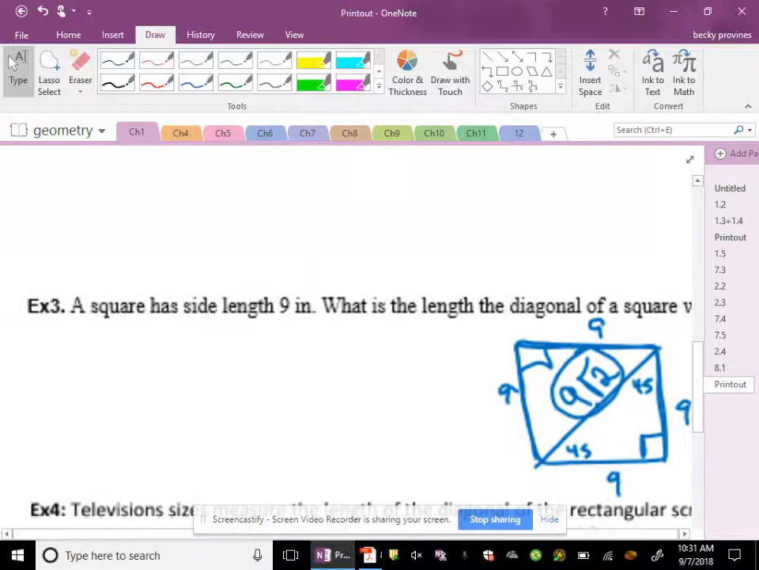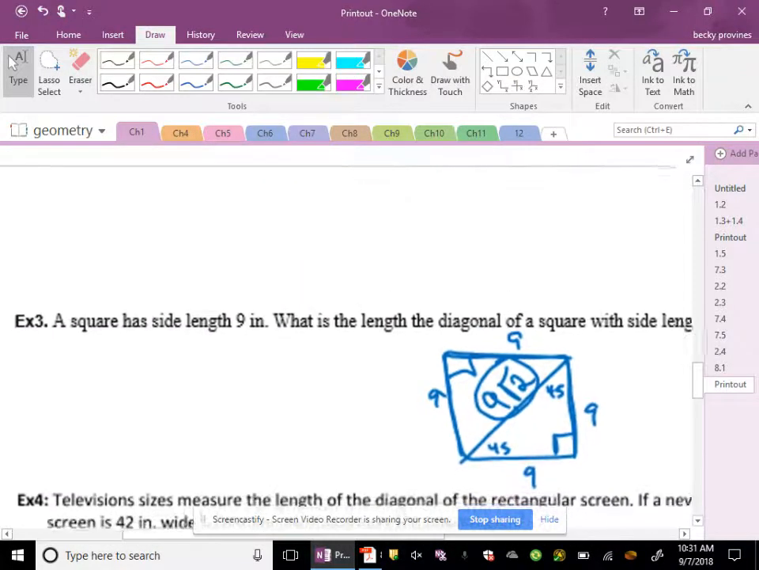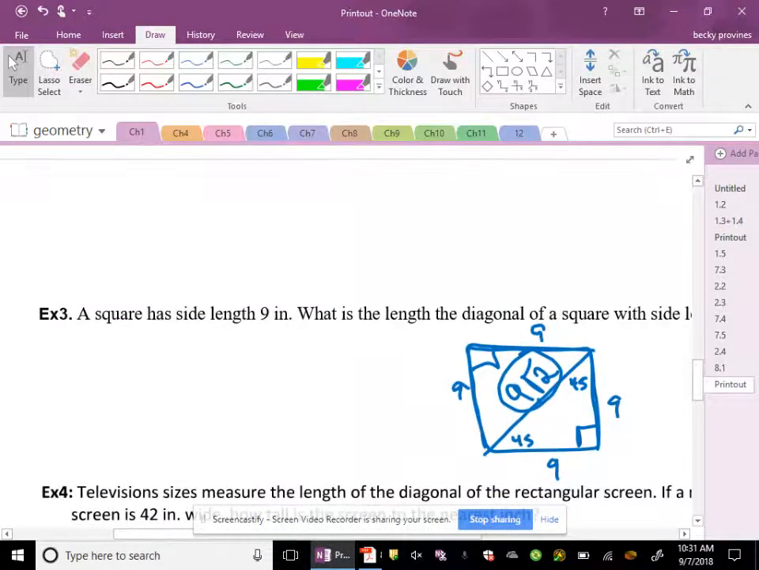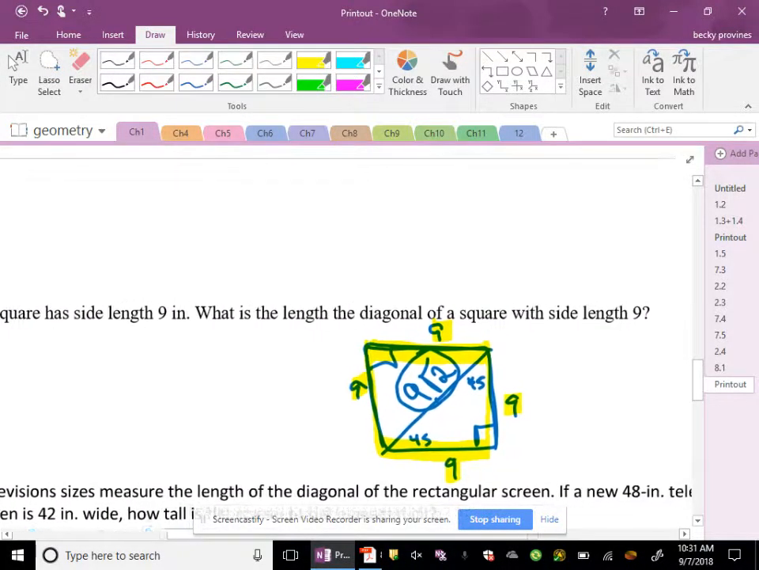All right, so moving on. Now, these really aren't difficult. You just have to draw the picture out. So you have a square. So everyone knows what a square looks like. So just draw a square. You know, all the sides are equal. So that means they're all 9. So just go ahead and draw the 9s in. What is the length of the diagonal?